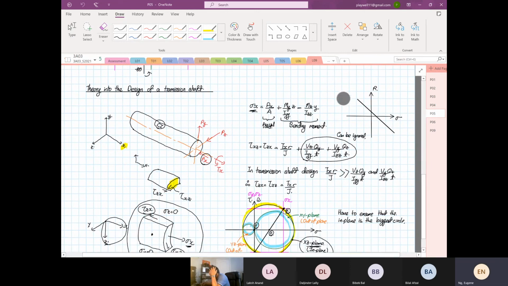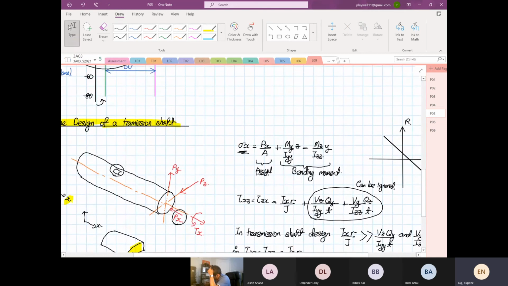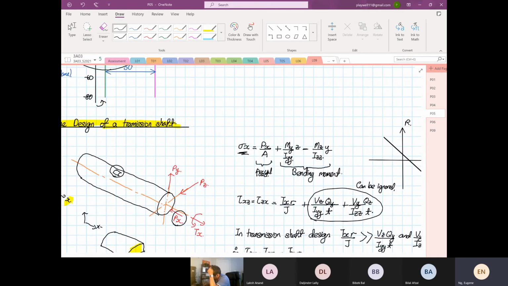Then the next thing that we take into consideration is the theory and design of a transmission shaft. When we do the theory and design of a transmission shaft, this analysis is without axial load.